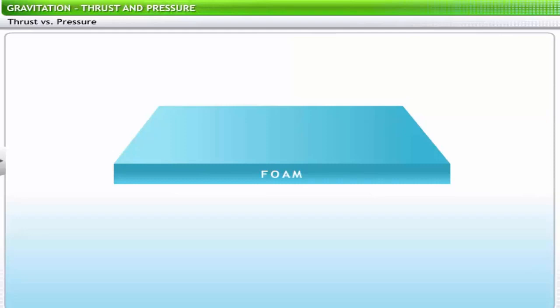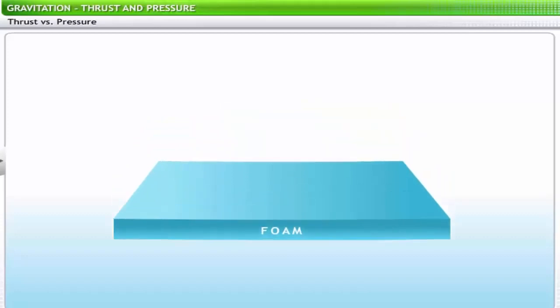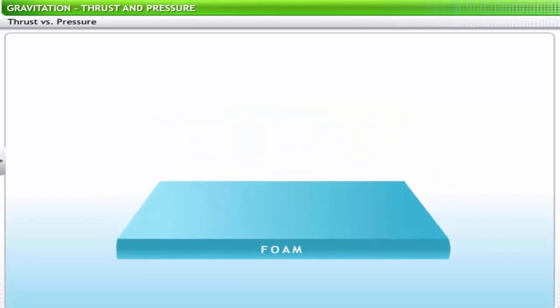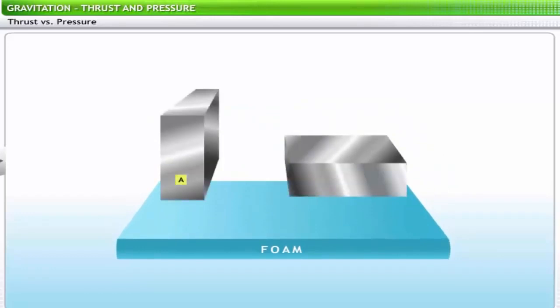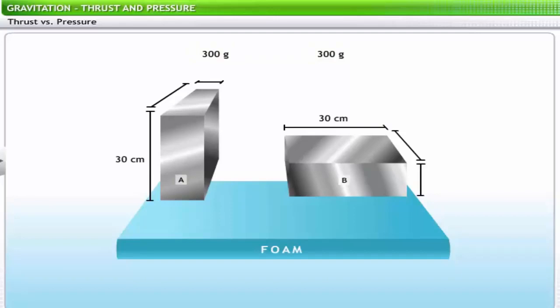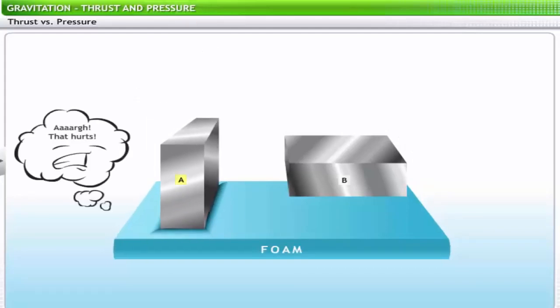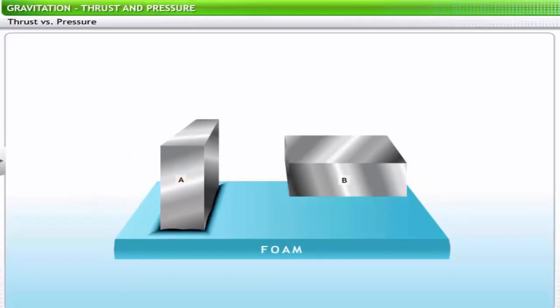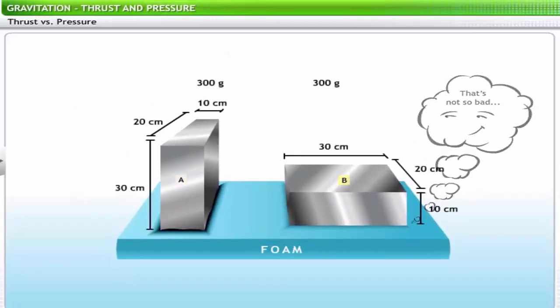Another example will help illustrate further the distinction between thrust and pressure exerted by a body. Take a piece of foam and two identical metal blocks, say A and B, weighing 300 grams. The length, breadth, and thickness of these blocks are 30, 20, and 10 centimeters respectively. Place the metal block A vertically on the foam and the other iron block B horizontally.